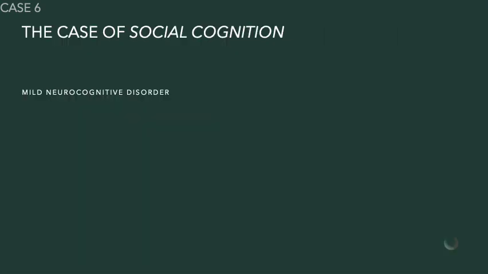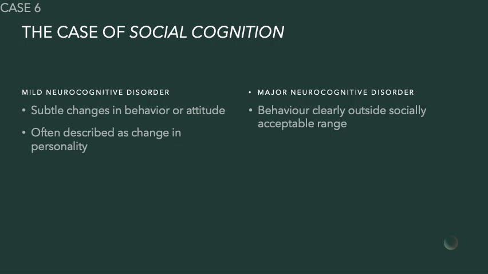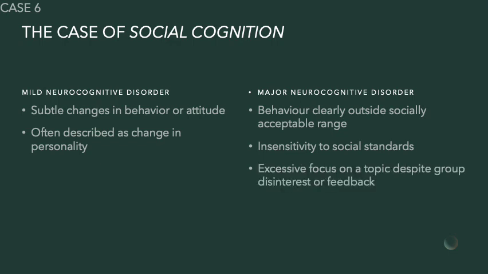An individual with mild neurocognitive disorder who has difficulties in the social cognition domain may exhibit subtle changes in behavior or attitude, which are often described as a change in personality. Comparatively, an individual with major neurocognitive disorder may exhibit behavior that is clearly outside the acceptable social range. They may demonstrate insensitivity to social standards of modesty or dress, or in terms of topics of conversation. They may focus excessively on a topic despite group disinterest or direct feedback.